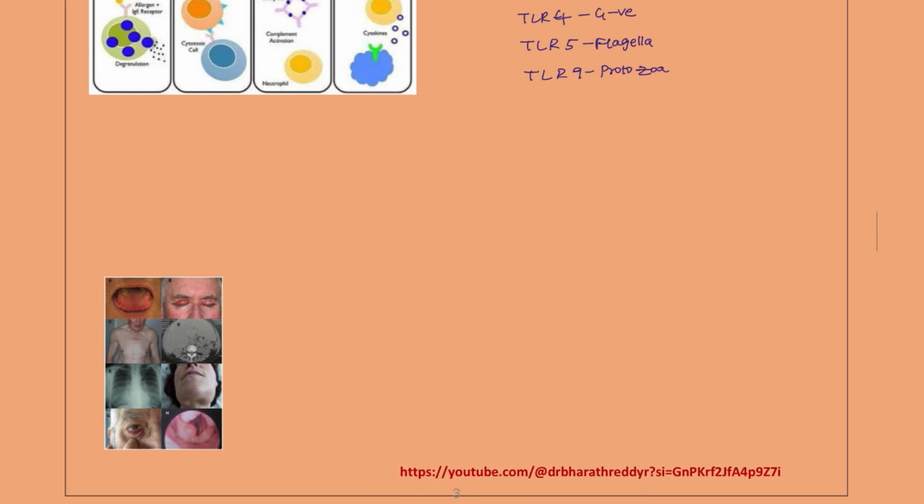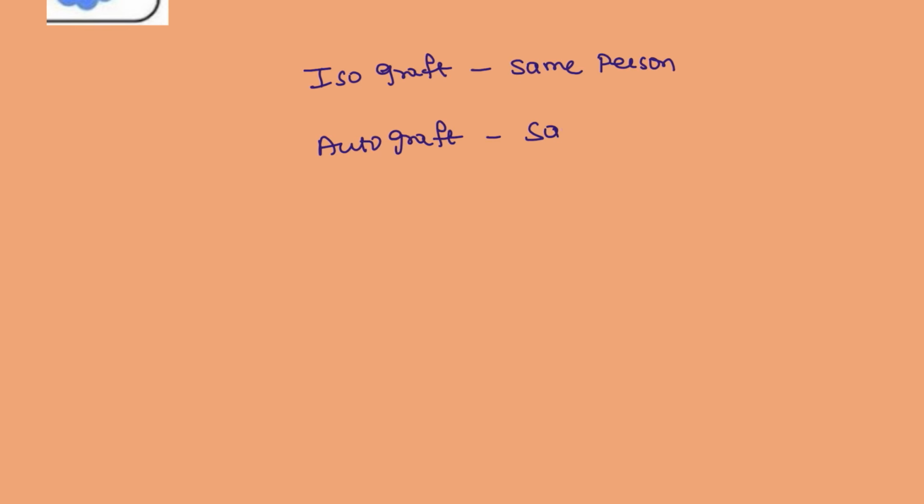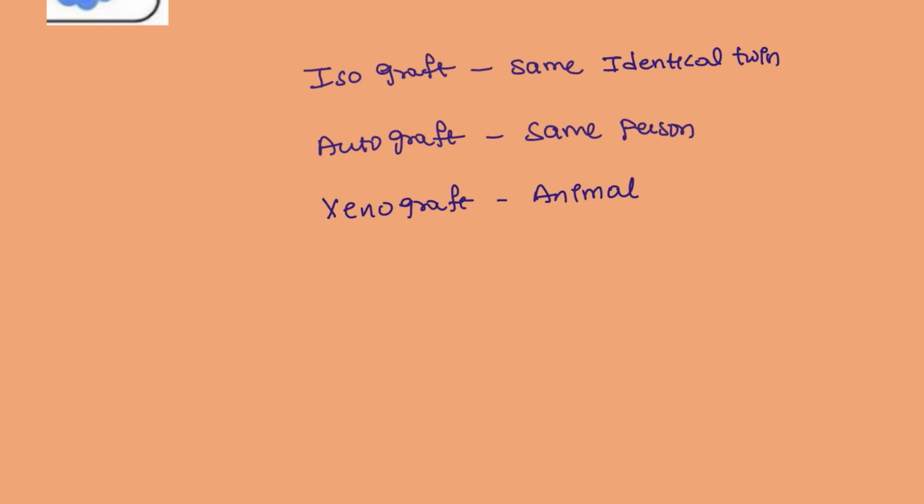Next, moving on to grafts, the transplantation medicine that we are going to discuss. Isograft is from an identical twin. Autograft is the same person, the same body. Then we also have the xenograft, which is from an animal.